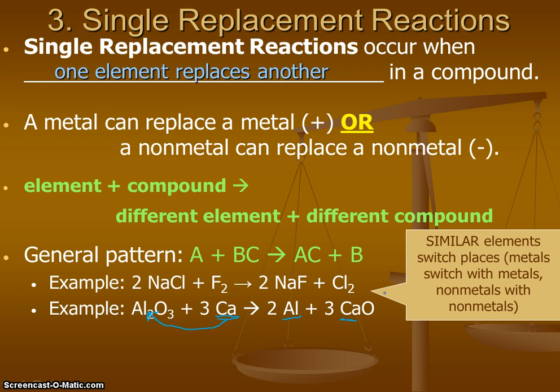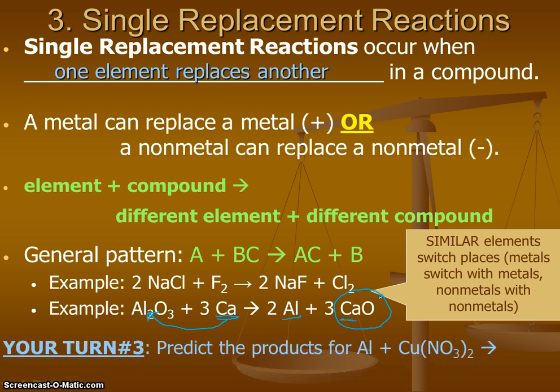Again, keep in mind we do our own crisscrossing in the products. You don't bring subscripts with you. Calcium's a +2, oxygen's a -2, so that's why this one came out okay on its own. Always do your own crisscrossing from scratch when you make a new compound as a part of your products.